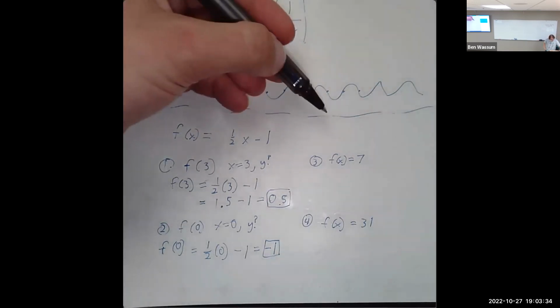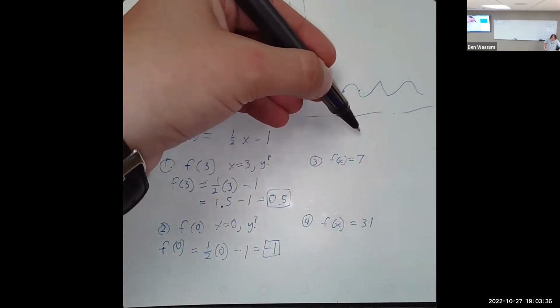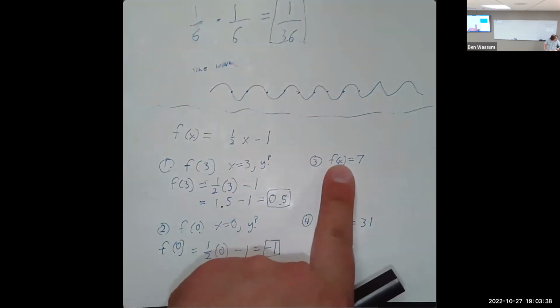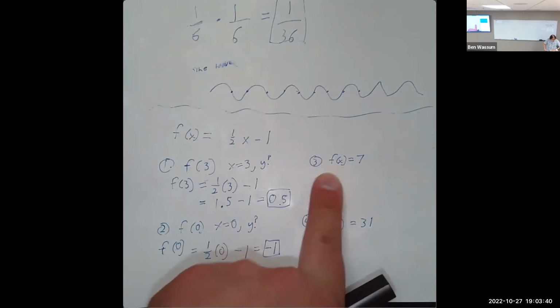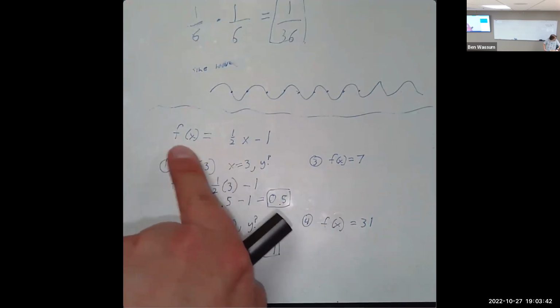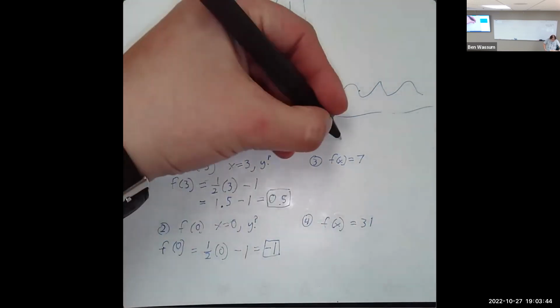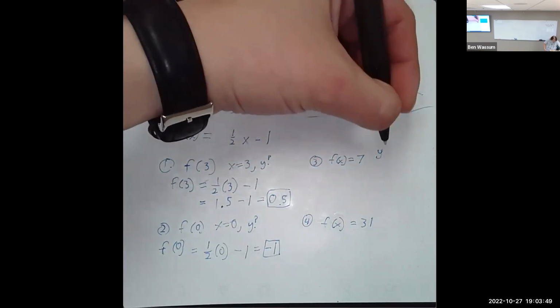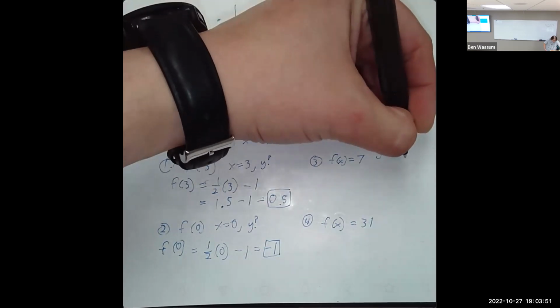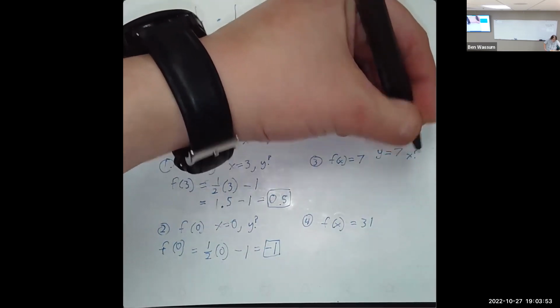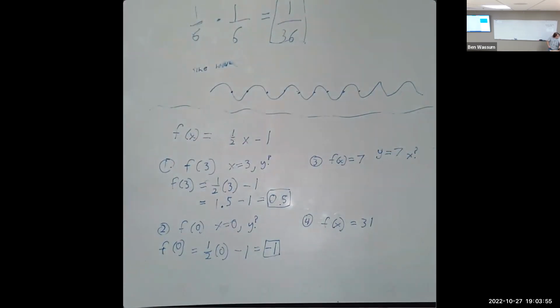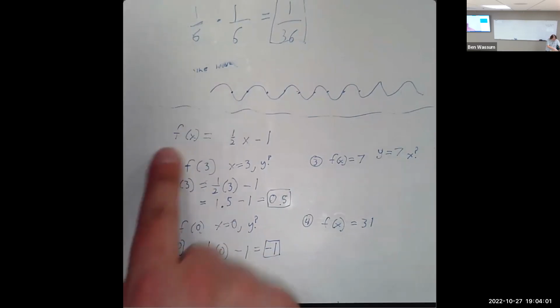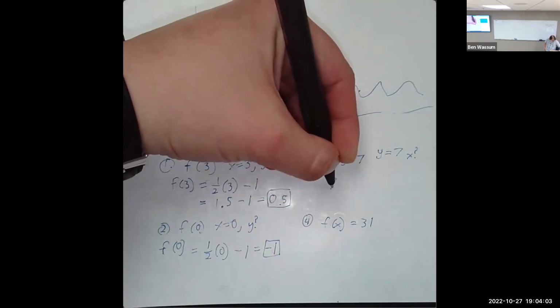Okay, so f of x is 7. Well, what is f of x? Well, remember, that was basically what we were saying is similar to y equals, right? This is telling us that y is 7, and we want to know what x is, right? So what that's telling me is that this thing over here is a 7.